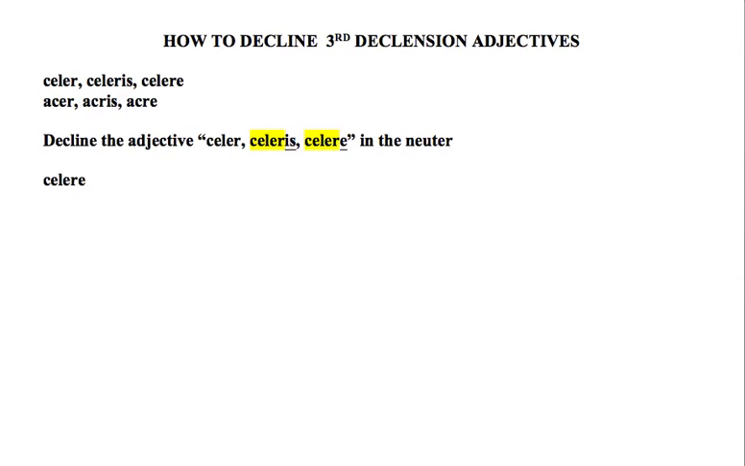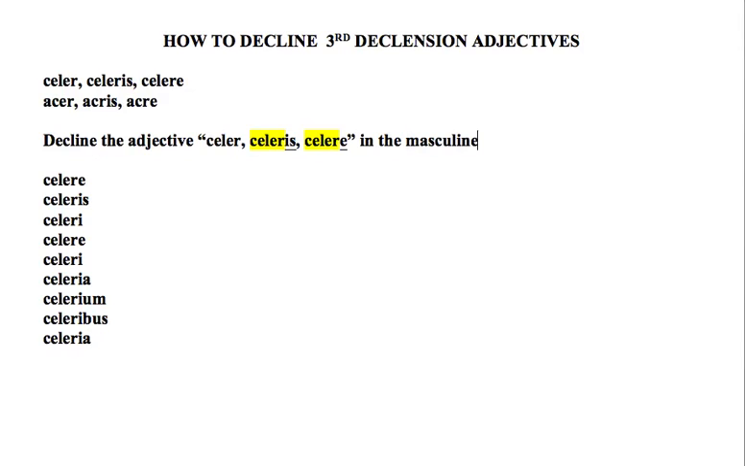Your singular forms should look like this. I'll give you a few minutes to get caught up with your plural forms. And there you have it. The adjective celer, celeris, celere declined in the neuter. Let's try it in the masculine.